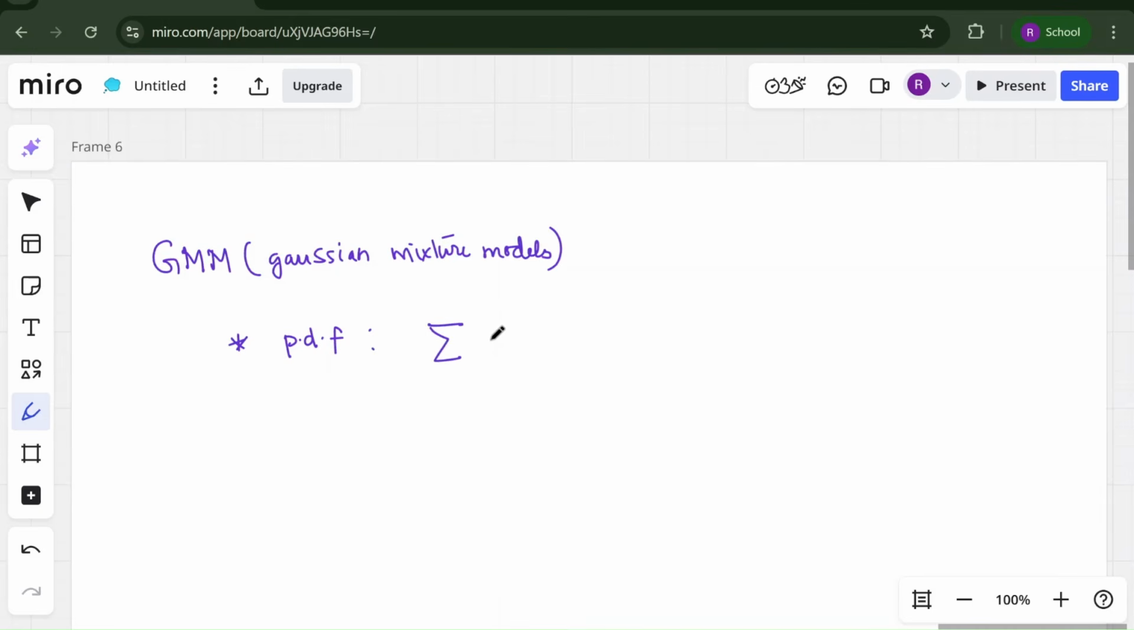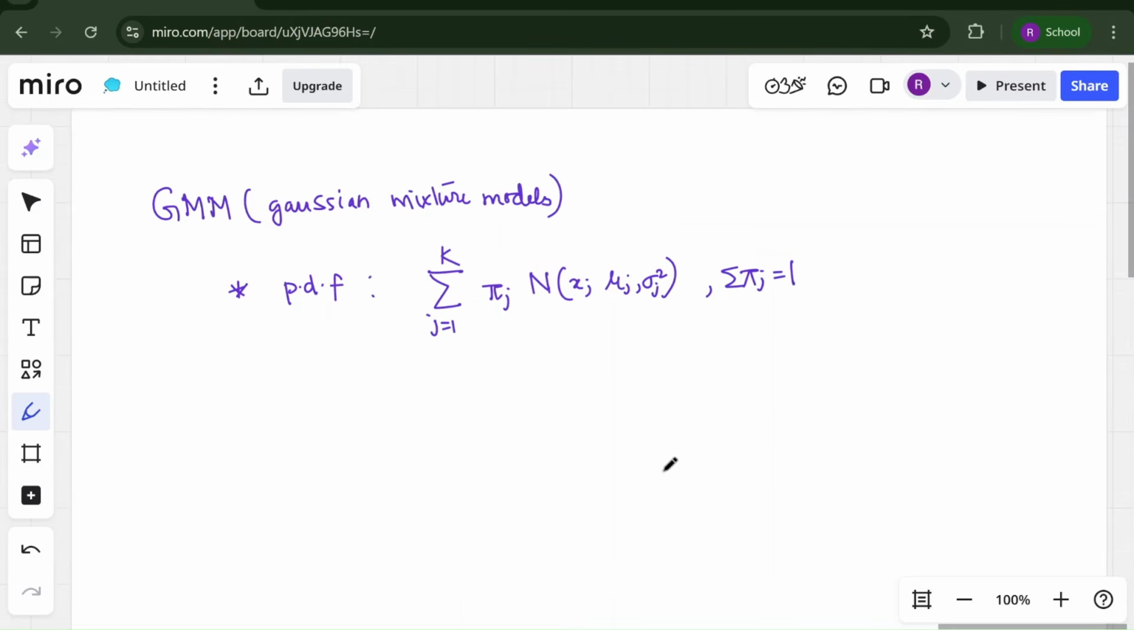summation of pi j times the normal distribution of x with parameters mu j and sigma j square, where j will run from 1 to capital K, and the sum of all pi j's must be equal to 1. This is the PDF. Okay. So now you understand why it's called Gaussian mixture, because individually you have Gaussians and then you take a mixture of them, right?